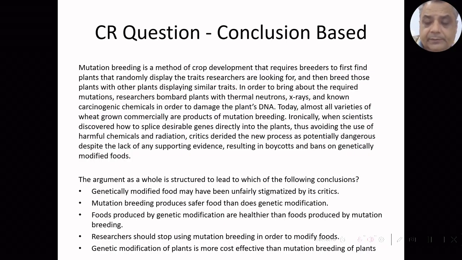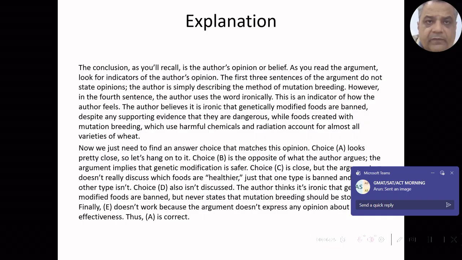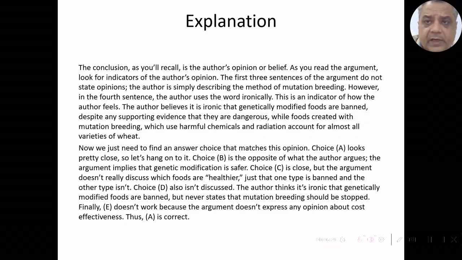So let's read the explanation to it again. The explanation says the conclusion, as you will recall, is the author's opinion or belief. As you read the argument, look for indicators of the author's opinion. The first three sentences of the argument do not state opinions. The author is simply describing the method of mutation breeding.